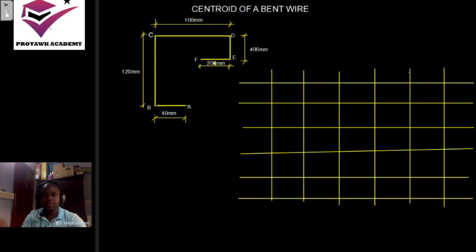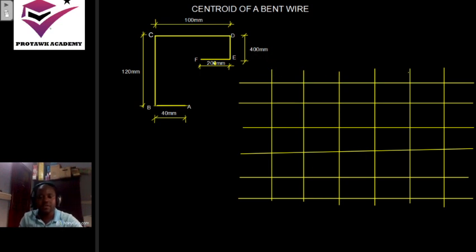Today we will look at the centroid of a bent wire. Consider a bent wire with the dimensions provided here: AB, which is 40 millimeter, BC, which is 120 millimeter, CD is 100 millimeter, DE is 40 millimeter. This is not 400, rather it is 40.